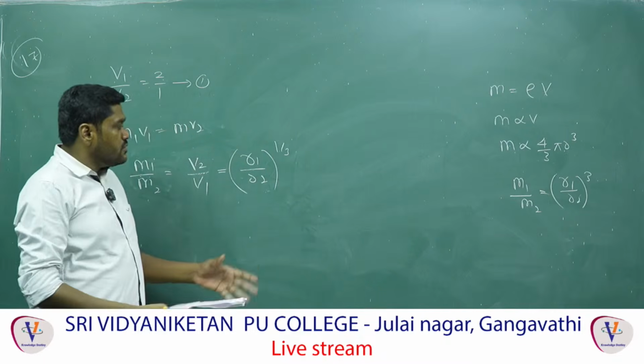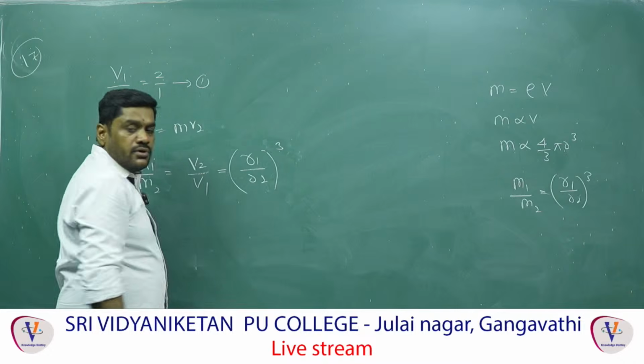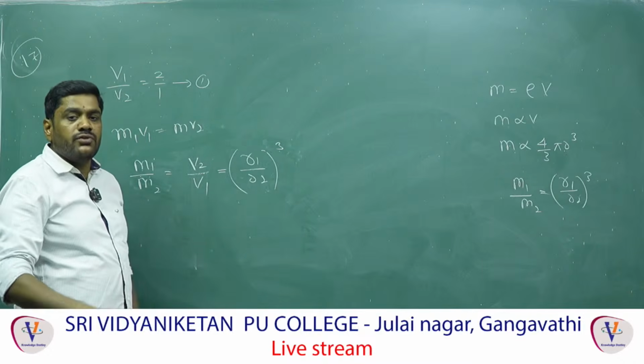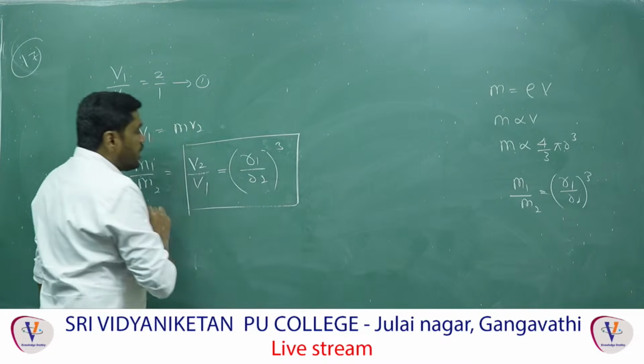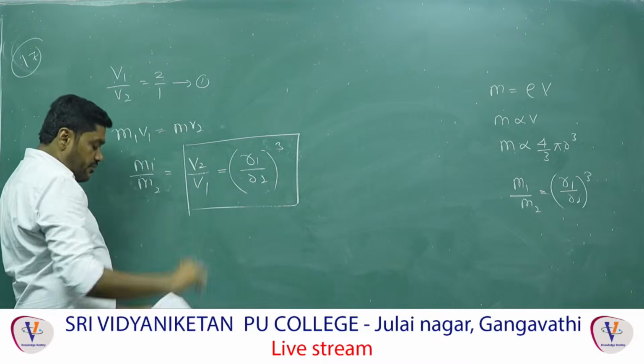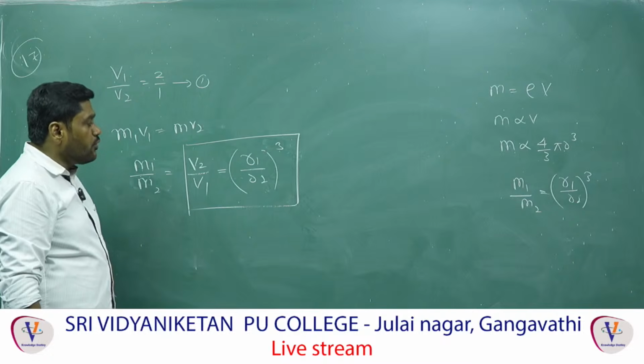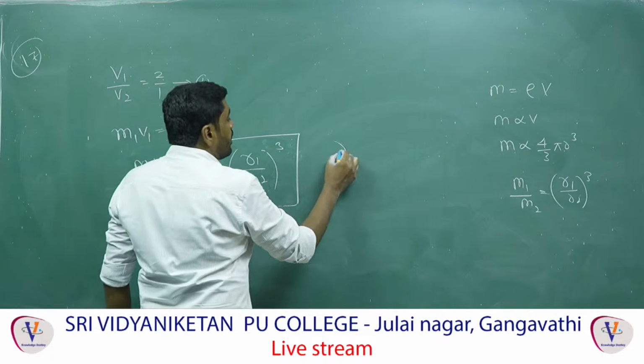Right? Therefore, it is equal to 3. They are asking the ratio of the nuclear size. Therefore, use this one, you can get the answer. Right? So, V1 by V2 is equal to 2 by 1. Therefore, option 4 you will get. Therefore, R1 by R2 value is 2.